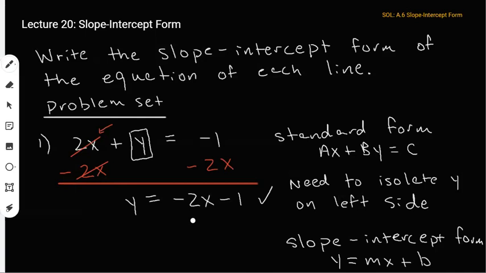So check out the slope-intercept form. What is our slope for this line? Our slope is going to be negative 2. And what is our y-intercept? That's going to be negative 1. So that's where the line is going to cross the y-axis at negative 1. So that's how you go from standard form to slope-intercept form. All you're trying to do is get y by itself on the left-hand side.